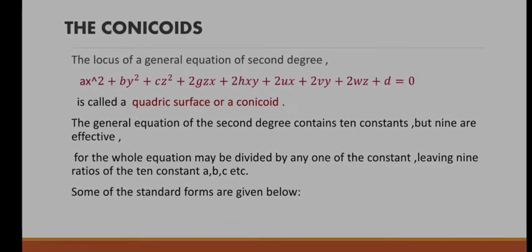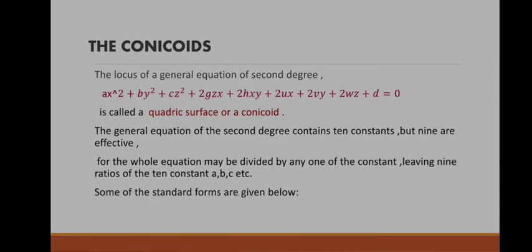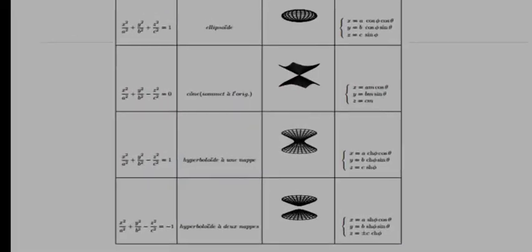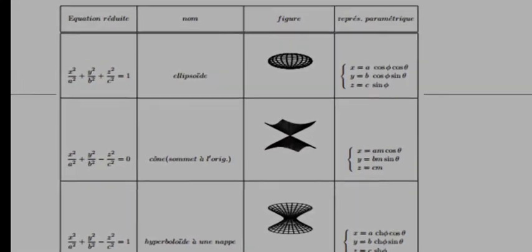The general equation of second degree contains 10 constants, but only nine are effective, since the whole equation may be divided by one constant, leaving the 9 ratios of the 10 constants like a, b, c, etc. Some standard forms are given below.